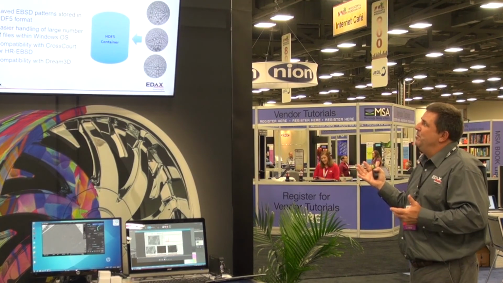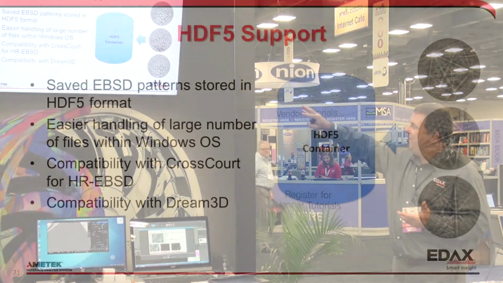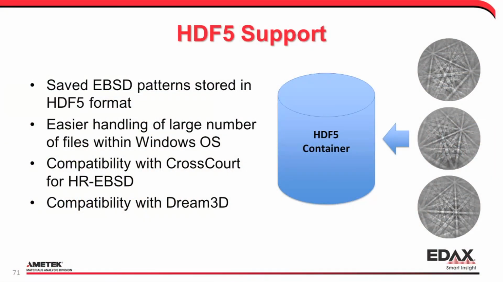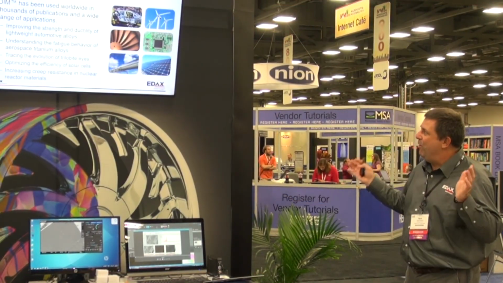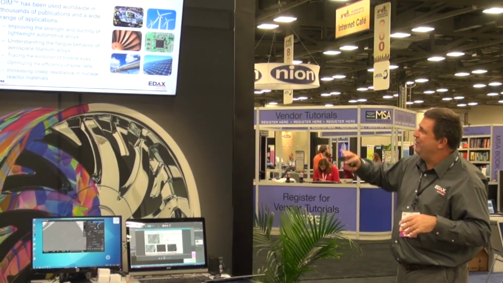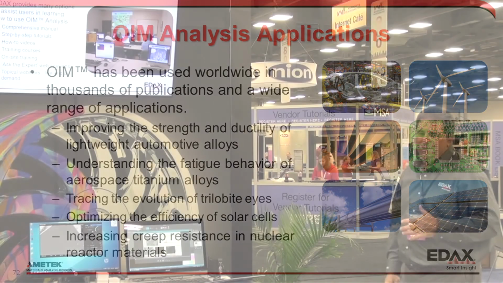HDF5 support. Again, we get large amounts of data, large amounts of patterns. This is a standard file format container that allows for enhanced portability and correlation with things like cross-correlation analysis for HR-EBSD, and DREAM.3D for 3D analysis. OIM analysis is applied to everything. So automotive alloys, fatigue in aerospace, trilobite eyes is one you probably don't expect. I've talked about solar cells, nuclear materials. It's used basically on all crystallographic material. There's a lot to it.